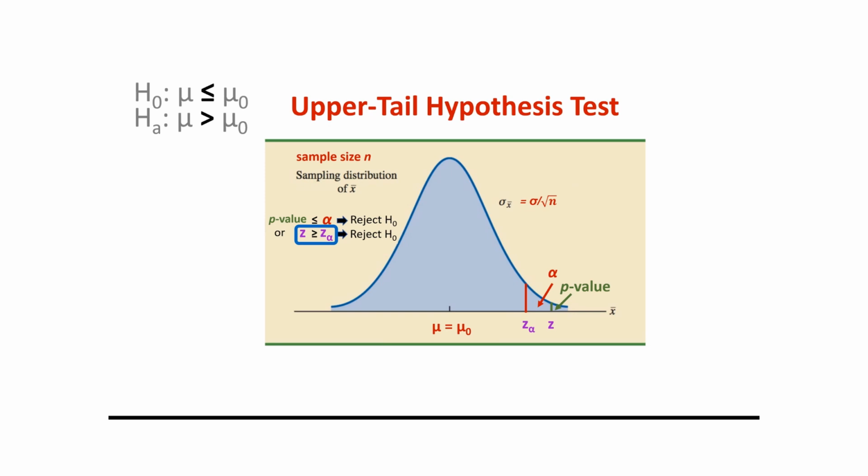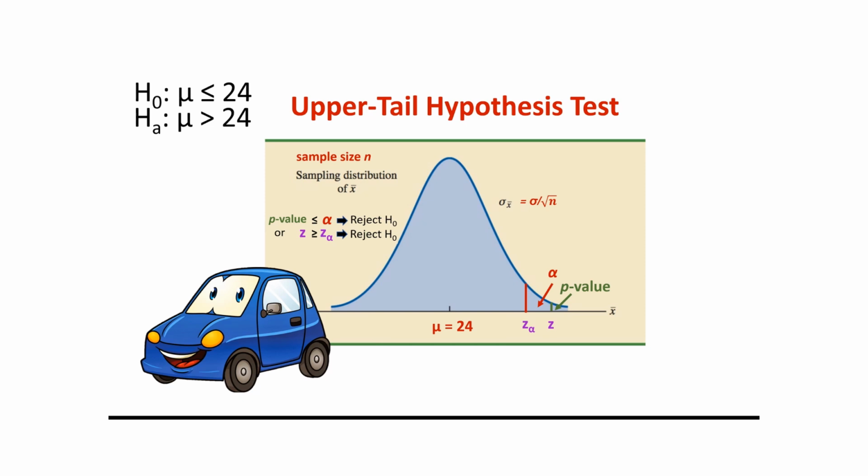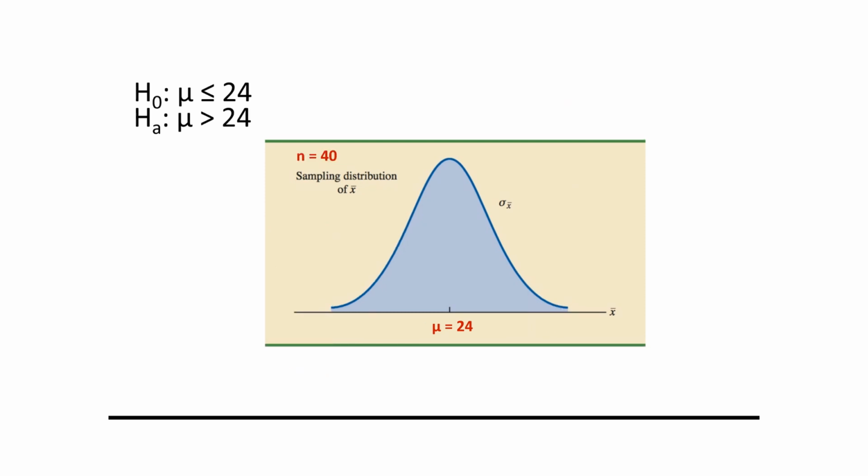Let's consider a car that currently attains a fuel efficiency of 24 miles per gallon in city driving. A hypothesis test is used to determine whether a newly designed fuel injection system increases this car's miles per gallon rating. So we hope to reject our null hypothesis to support the claim that the new fuel injection system increases the fuel efficiency of this car. A sample of 40 cars is selected.